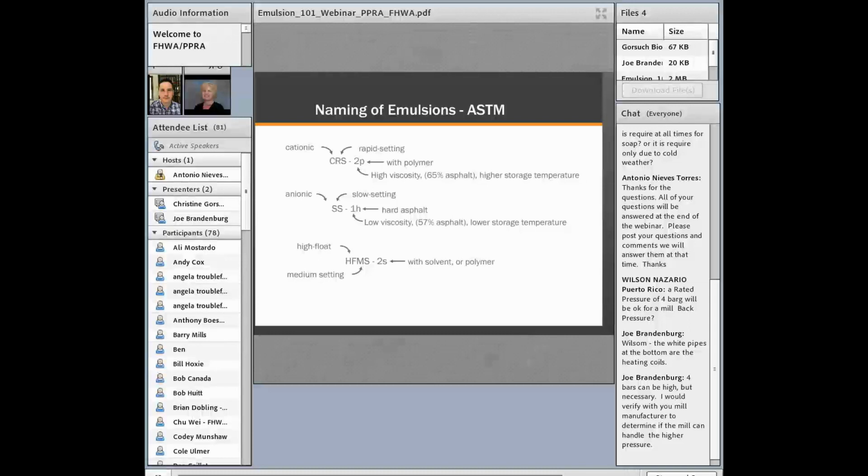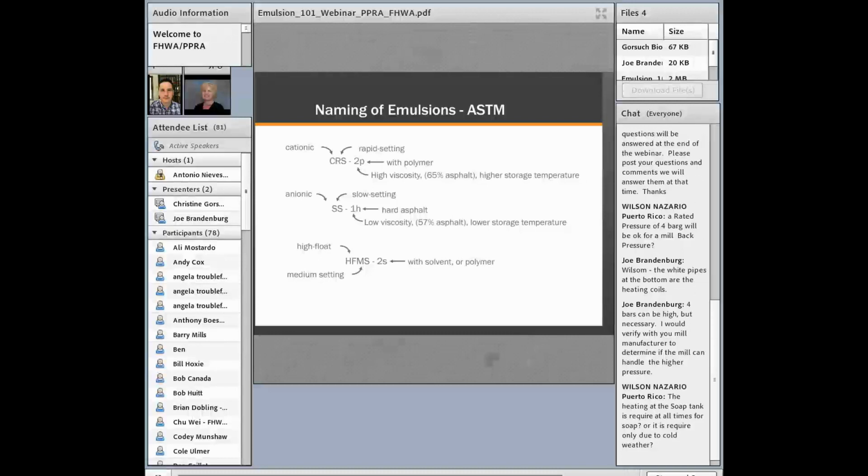The next example is SS-1H, so that's an anionic slow setting emulsion. The 1 is in this case for low viscosity, so this is lower asphalt content and lower storage temperature. And the H is the type of asphalt. H means hard asphalt, like a PG 64-22, with a pen of like 40 to 90.